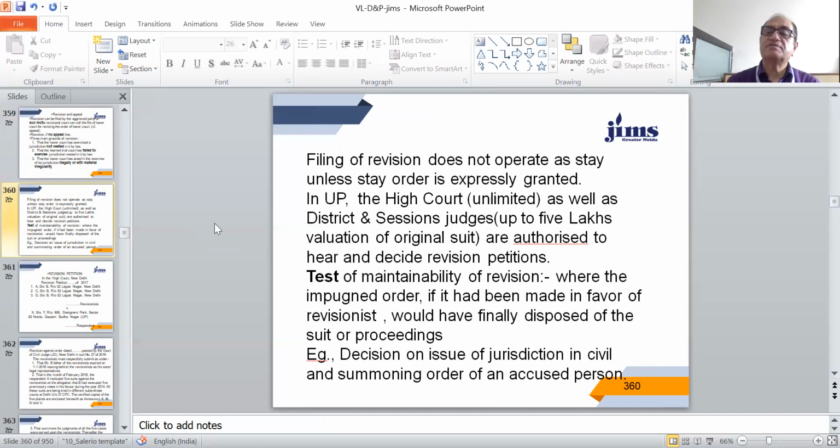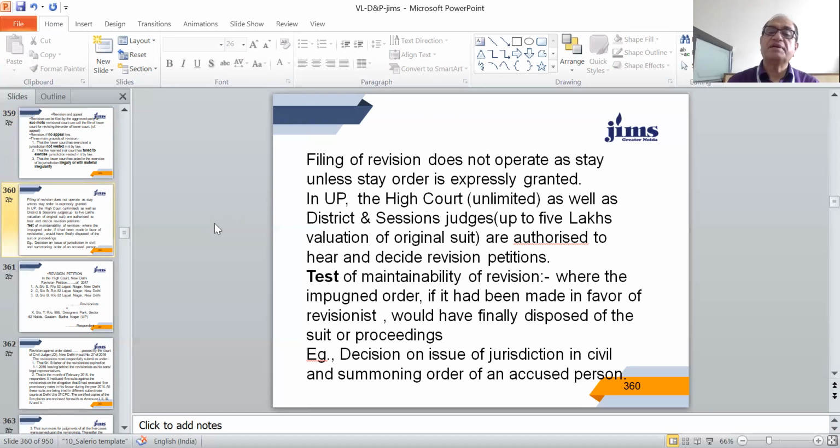Then, dear students, one more rider for you: filing of a revision does not operate as a stay unless the stay order is expressly granted by the revisional court. In UP, the High Court as well as district and sessions judges are authorized to hear and decide revision petitions.